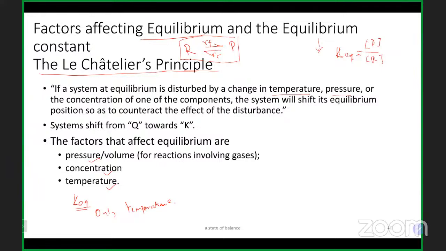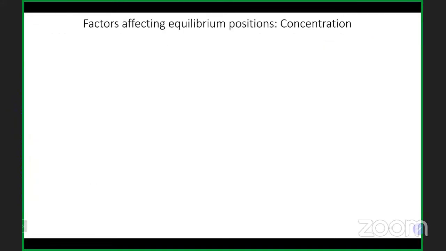So let's look at them one after the other. Factors that affect equilibrium positions. Concentration, the first one, there are three of them that we said. Concentration, which means amount of substance.